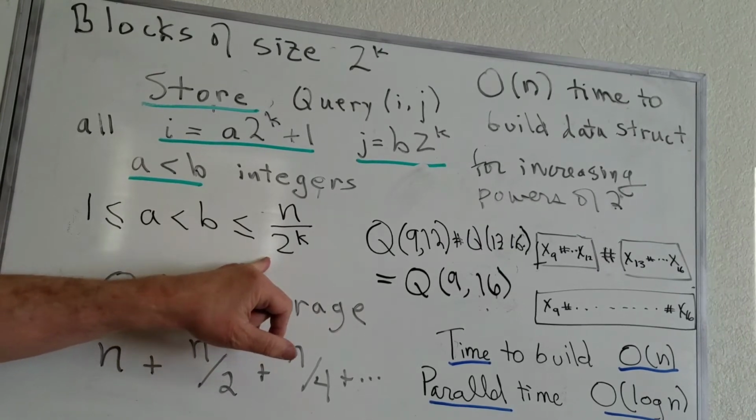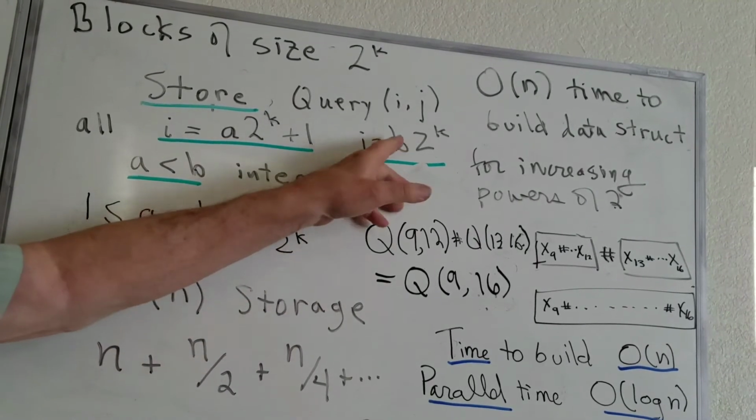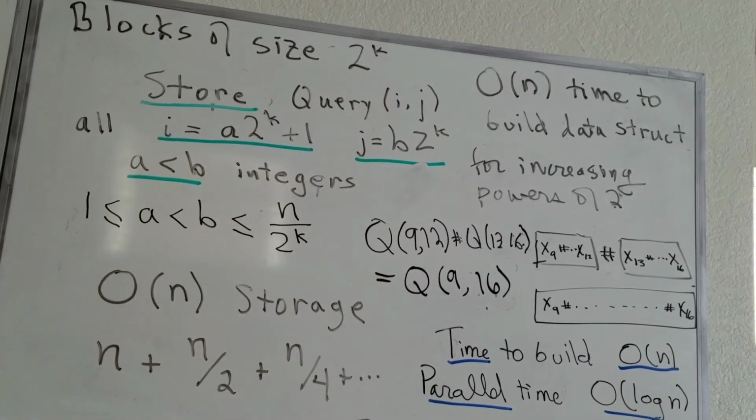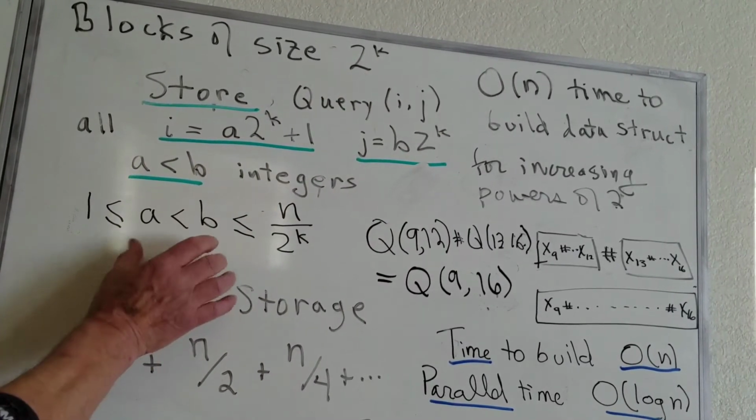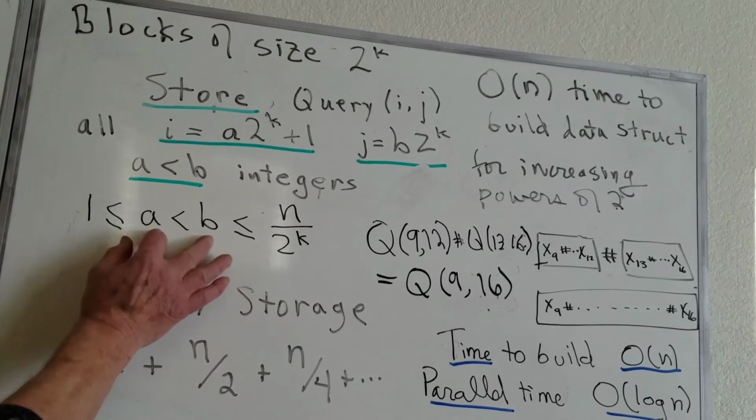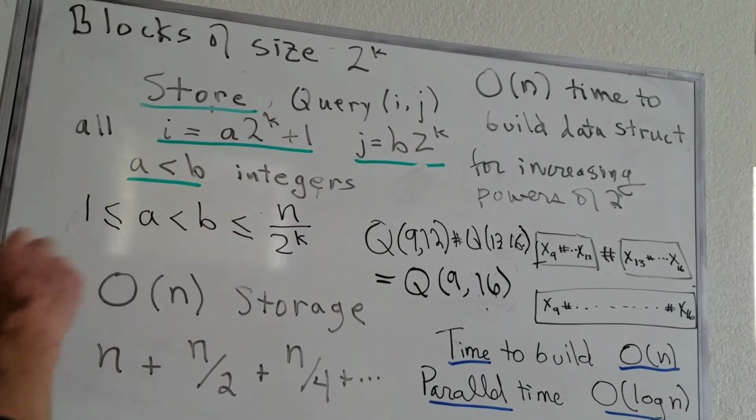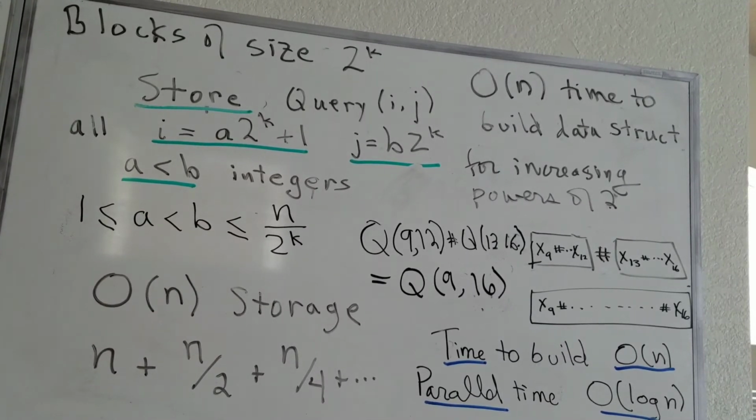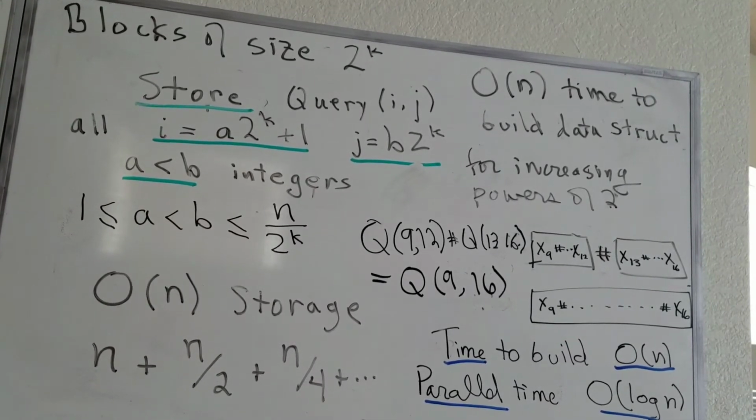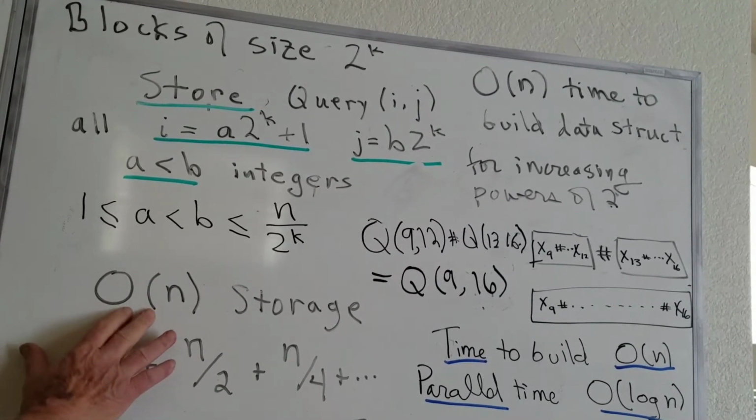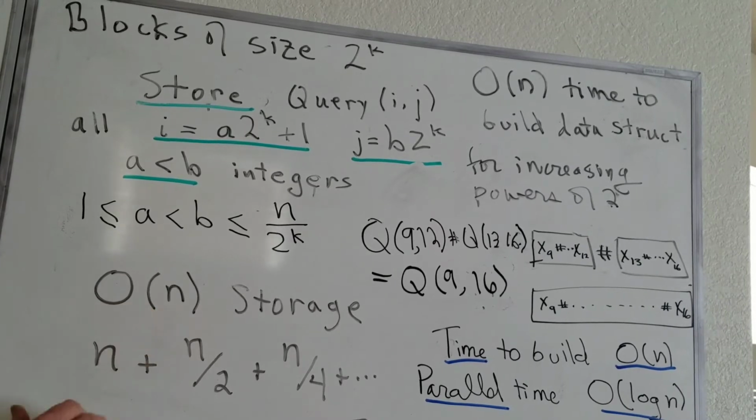Now, how do you know that? Well, if b is larger than that, then j is larger than n, which is out of range. So how many pairs of a's and b's are there that satisfy these conditions in that range? And the answer is n over 2 to the k. That's how many there are. So this thing takes O of n storage.